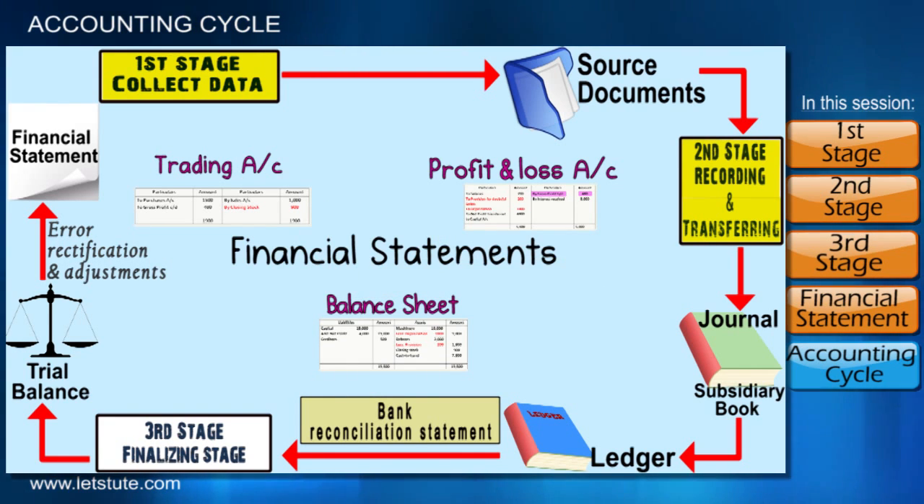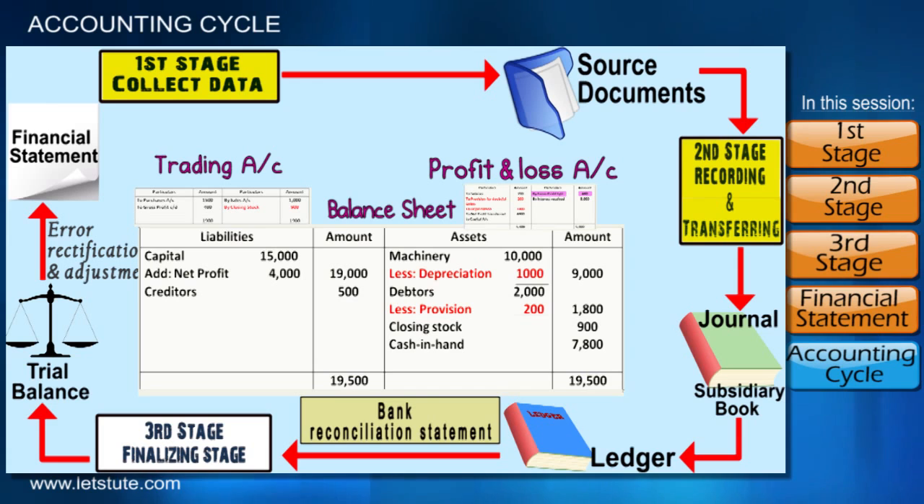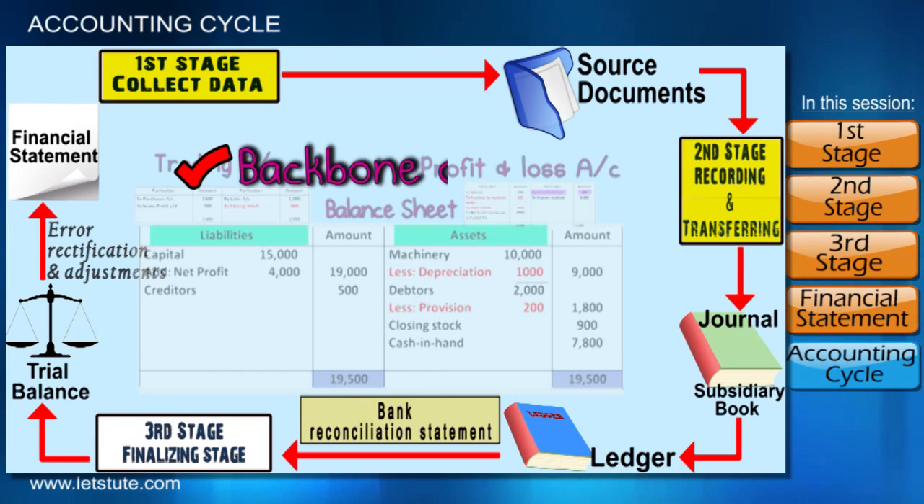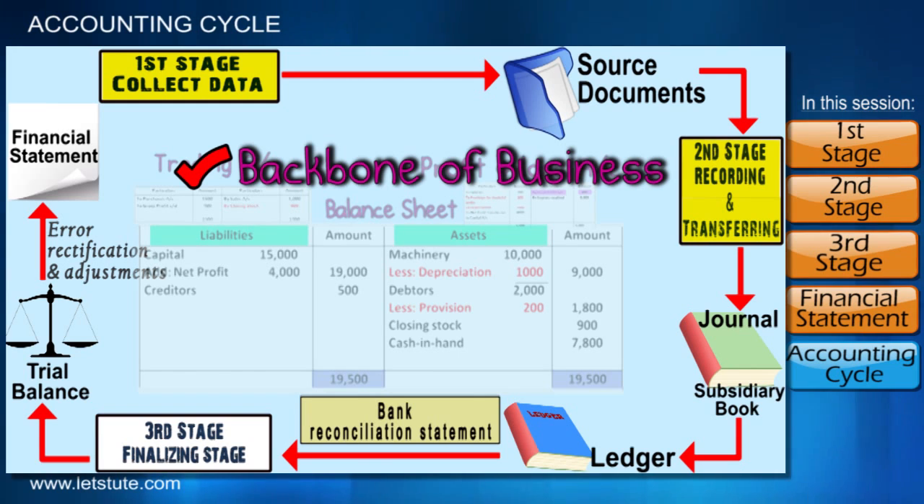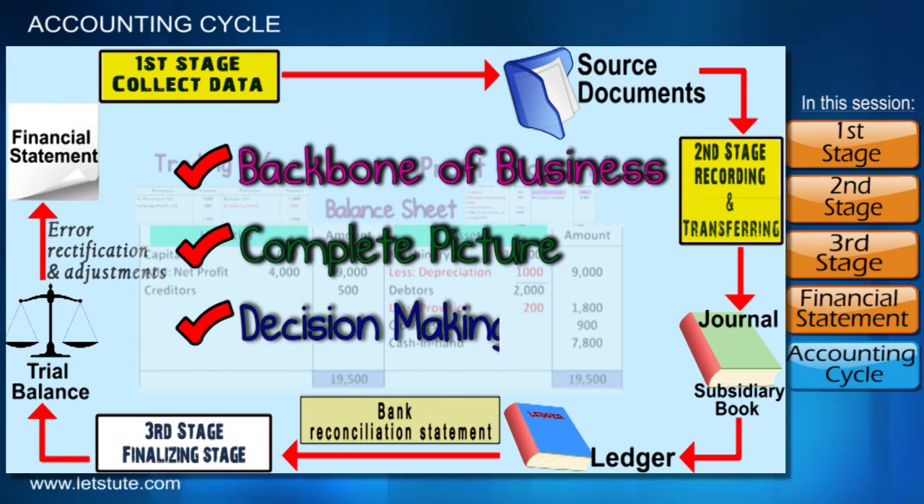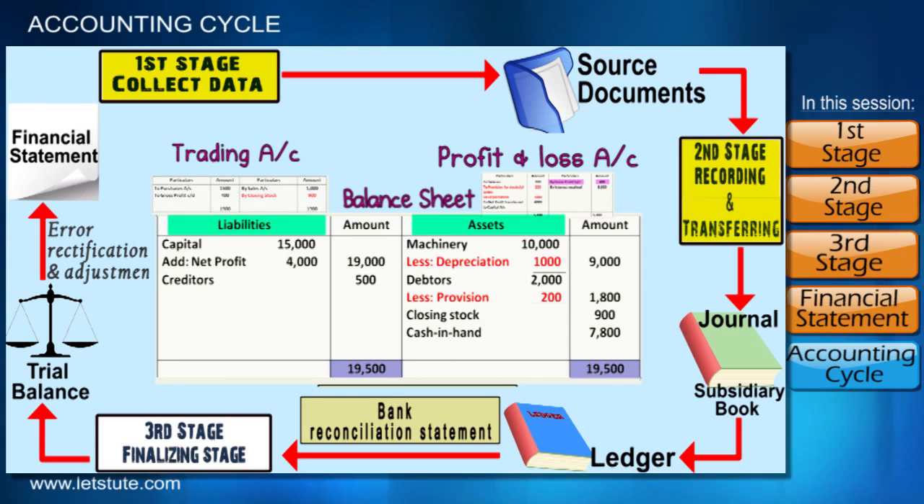The last and most important of all is the balance sheet, where all assets and liabilities are recorded. The asset side and liabilities side should give us an equal and balancing figure. We call this the backbone or X-ray of our business. It gives a complete picture of the health of our business and is responsible for many decisions to be made. The financial statements are used by many users to arrive at conclusions about our business.